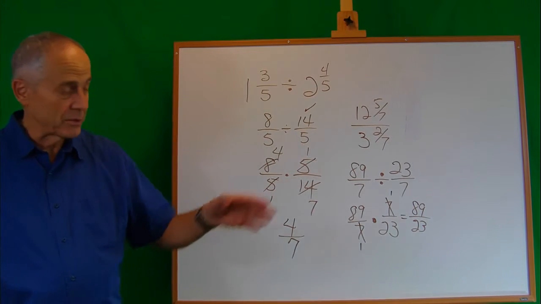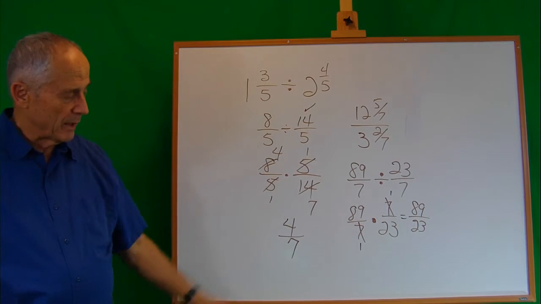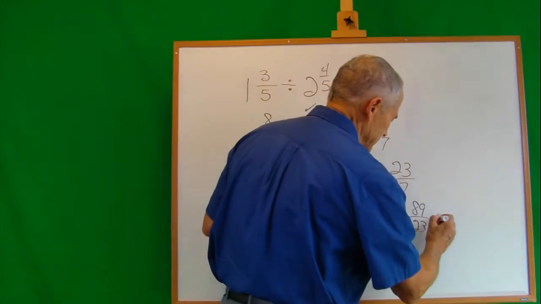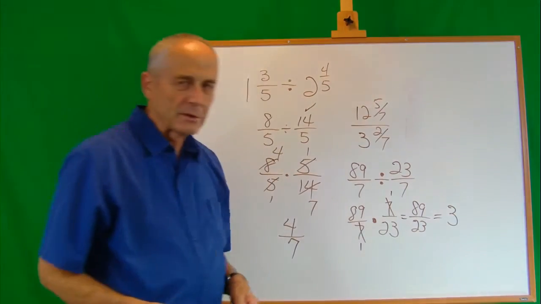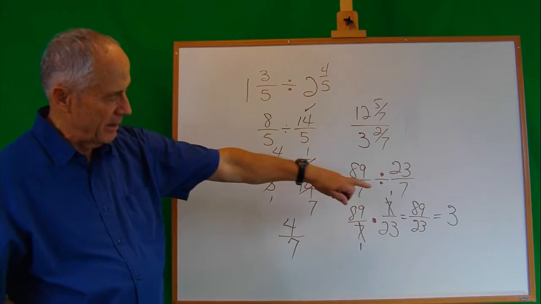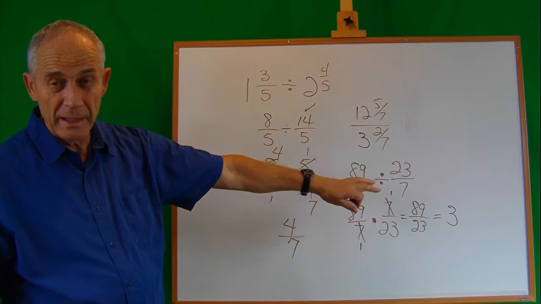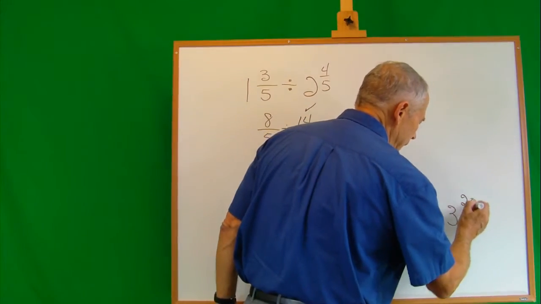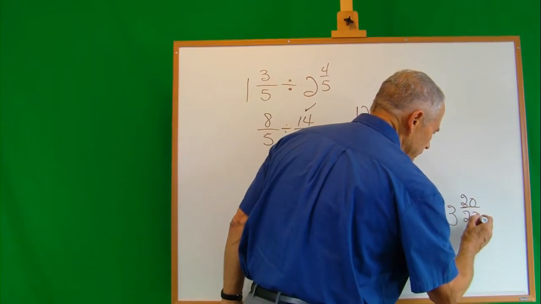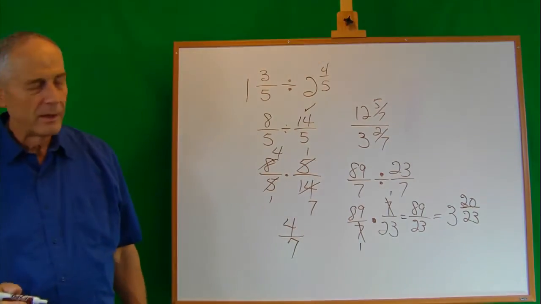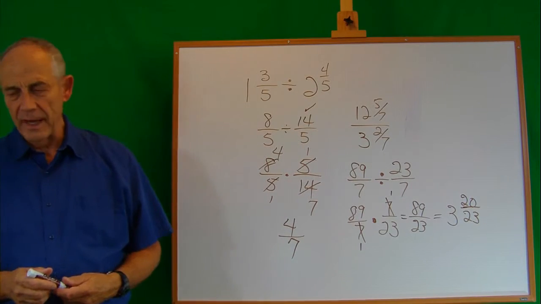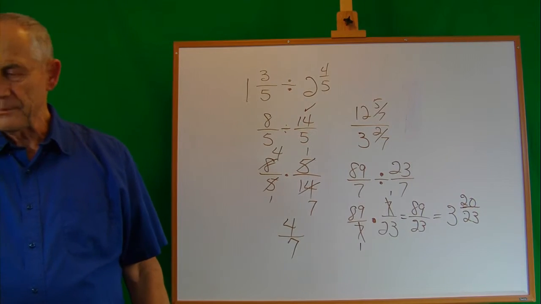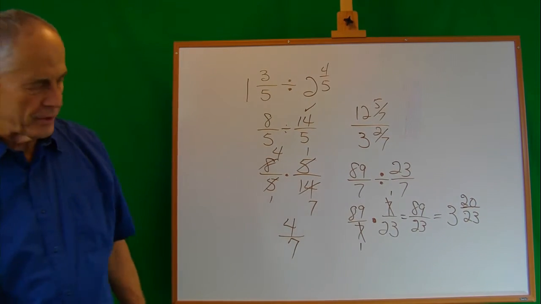Don't have to. This one will be a little bit messy, but it'll go in there 6 times, or excuse me, 3 times. 3 times 23 is going to be 69. When I subtract that from 89, I'm going to have 20. So I have 3 and 20/23 of another group. So that's our answer for that. So that takes care of multiplication and division. Now let's just talk about addition and subtraction.